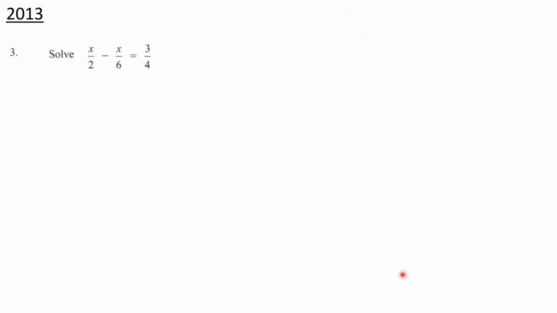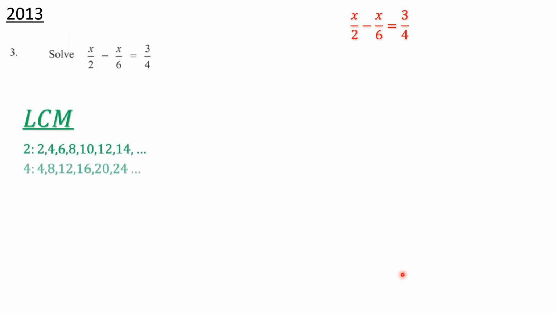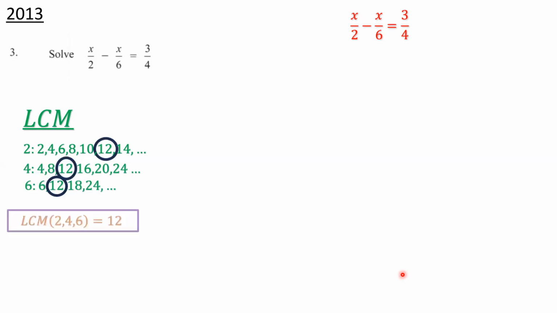Okay, let's move on to the next question. We have x over 2 minus x over 6 equals to 3 over 4. The first thing that we want to do is find the lowest common multiple of 2, 4, and 6. And definitely the lowest common multiple of 2, 4, and 6 is 12. So we're going to take 12 and multiply it by each term in the equation. We're going to multiply 12 by x over 2, 12 by x over 6, and 12 by 3 over 4.